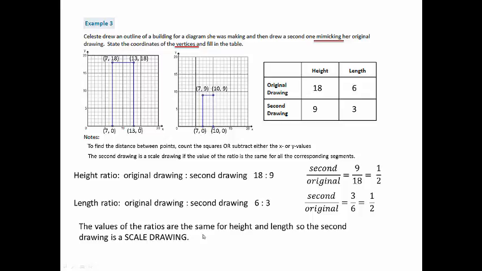In the exercises today, you're going to be working on determining whether or not it is a scale drawing. Make sure you filled out all your notes, and we'll see you in class.